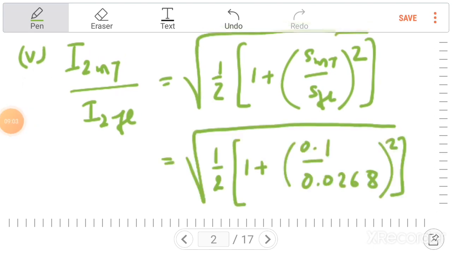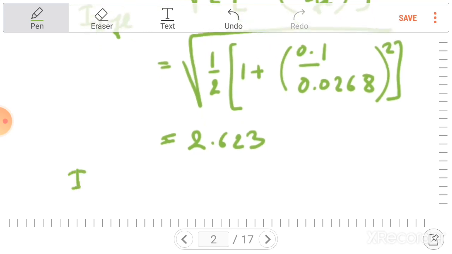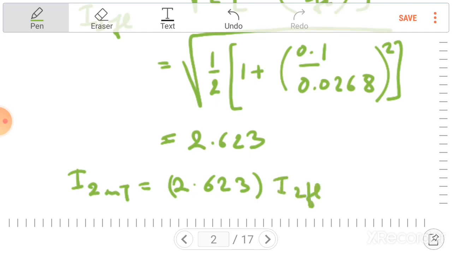After putting the value, the ratio of I2MT by I2FL is equal to 2.623. So I2 at maximum torque is equal to 2.623 multiplied by I2 at full load. From here we can conclude that I2 at maximum torque will be less than I2 at starting.